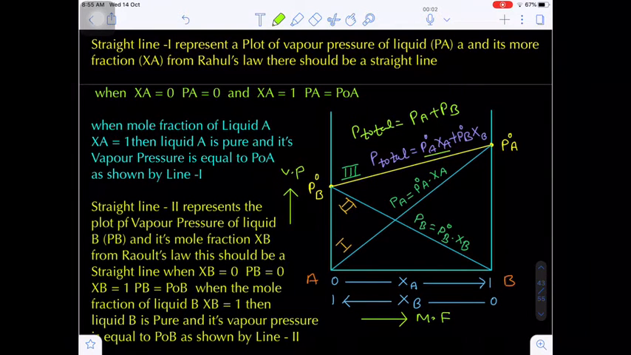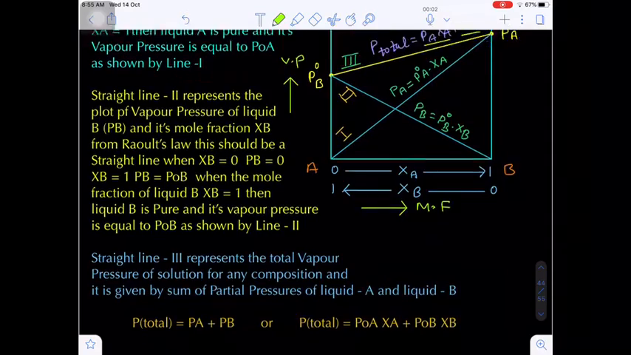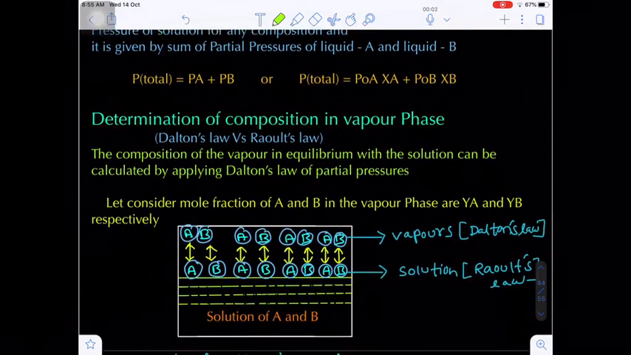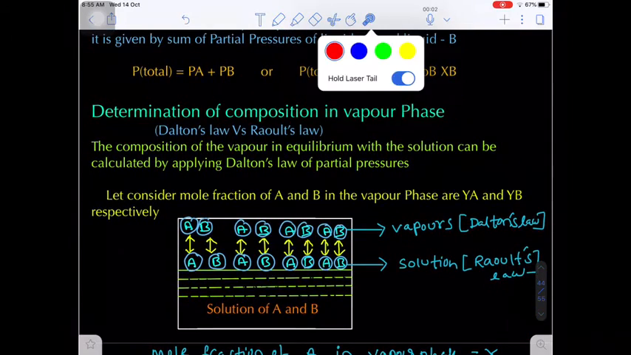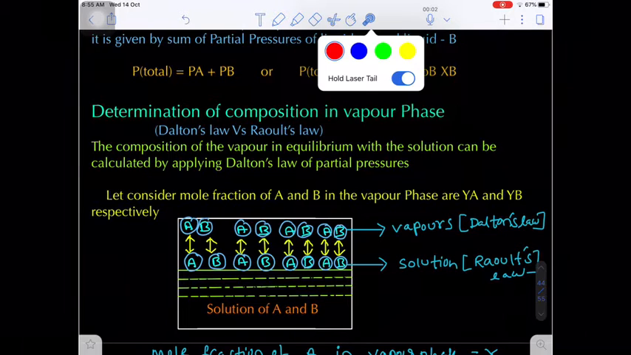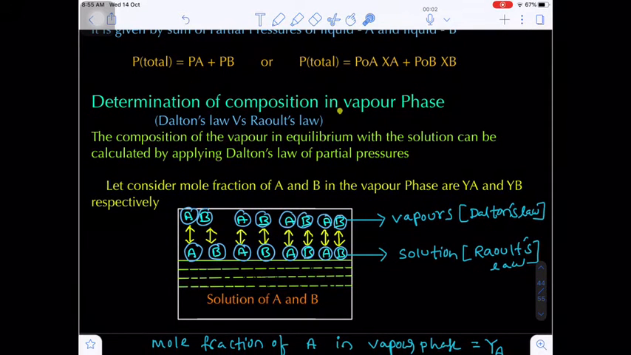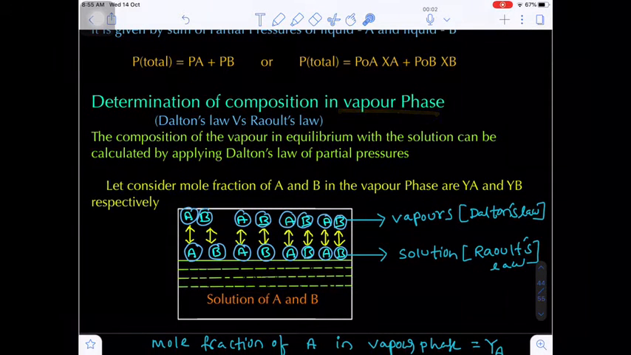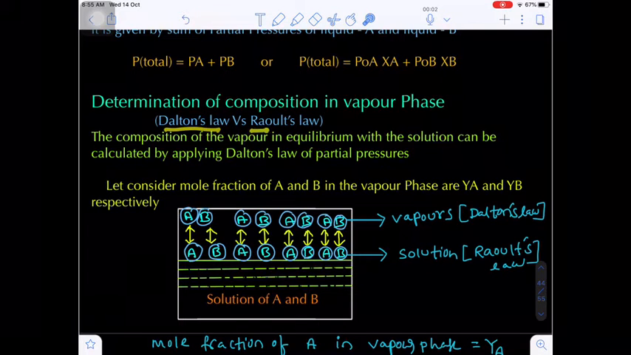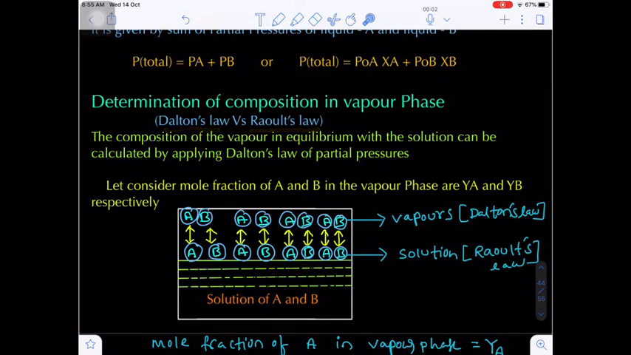Again, Pa is nothing but P naught A into XA, plus Pb is nothing but P naught B into XB. Are you getting my point? Now here, how to determine the composition of volatile components in the vapor phase? In the vapor phase, here Dalton's law versus Raoult's law.